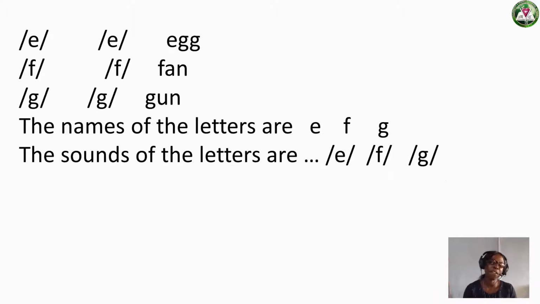Egg, fan, gone. The names of the letters are E, F, G. The sounds of the letters are F, G. Egg, fan, gone. The names of the letters are E, F, G. The sounds of the letters are F, G.